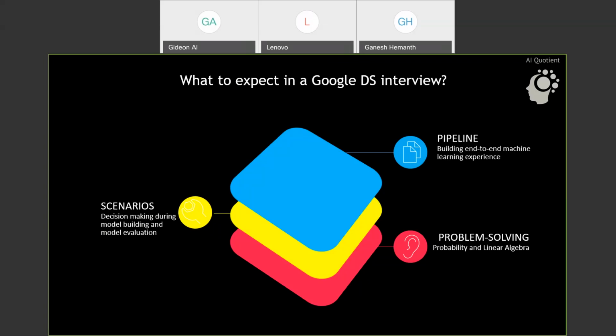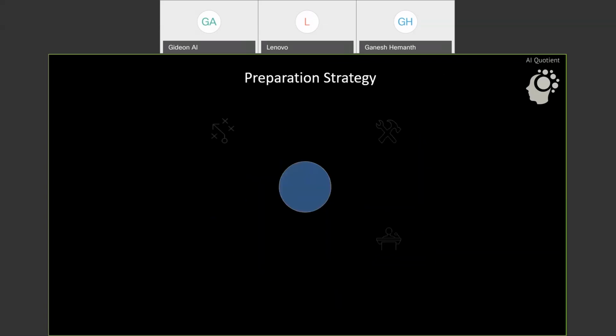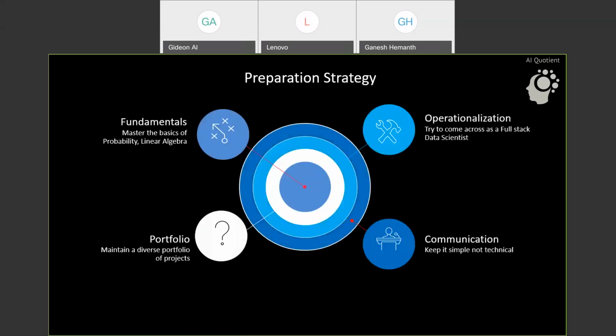Okay, now that you know what to expect, how to prepare for it. The preparation strategy, I divide it into 4 parts. You need to get your fundamentals right first. You need to be pretty much sure about probability and linear algebra, the basics of it. We're not talking about advanced concepts in both these categories, because in most of the interviews that we have seen, they touch upon the most popular concepts of probability, which we're going to see today. The odds ratio, probability values, probability distributions. Those are the common concepts that they get really deep into.